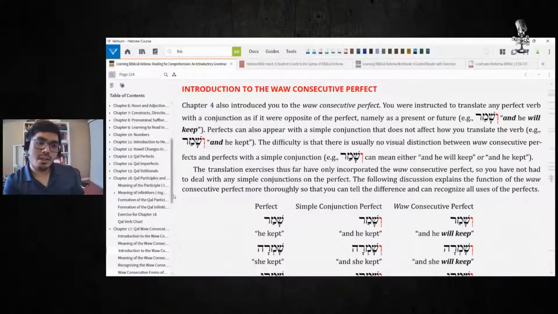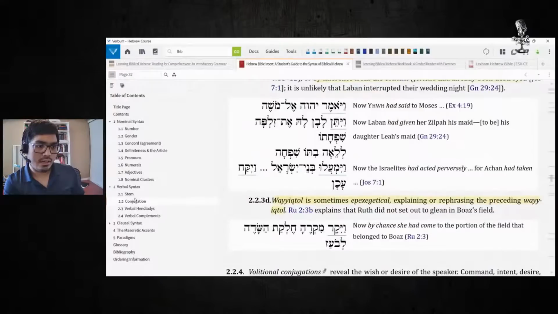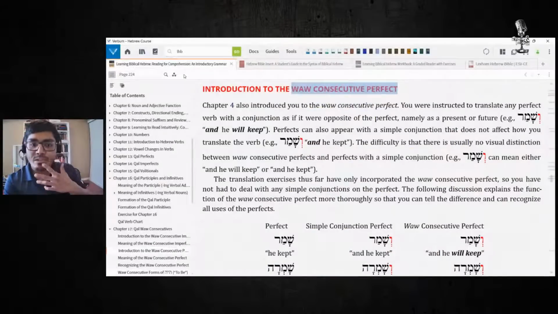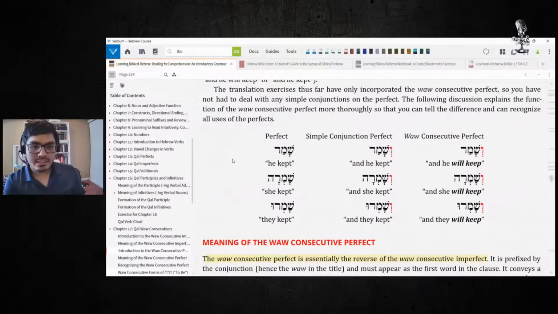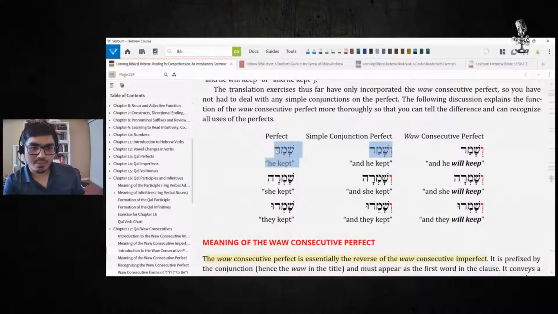Now, we're going to talk about the other form of the Vav consecutive, and that's the Vav consecutive perfect, or as it is called in other grammars, the Vikatal form, which already tells you what form this takes. As the name suggests, it is similar in form to the perfect form. So we'll take Shamar as the basic form here. Shamar, Shamra, Shamru. And if you added the simple conjunction to it, it becomes Vishamar, Vishamra, and Vishamru. And he kept, she kept, they kept.